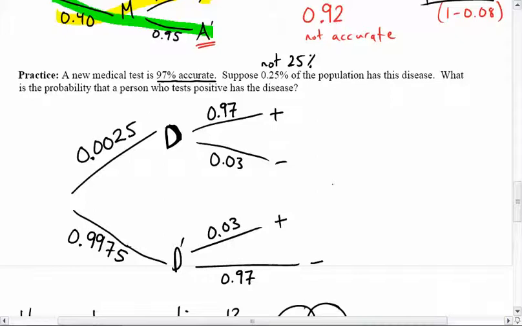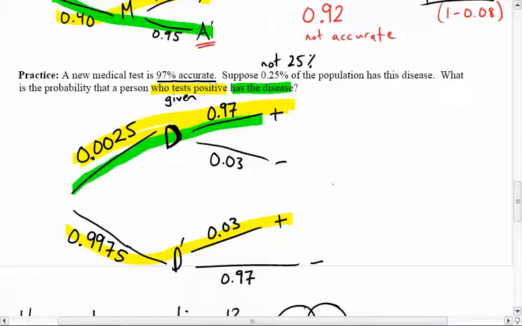So, who tests positive is the given part. So we're given that we want to only look at all the people that test positive. And then if they test positive, what's the chance that they also have the disease? So that would be the diseased people that test positive. So we want to know, out of all the yellow people, how many green people are there?